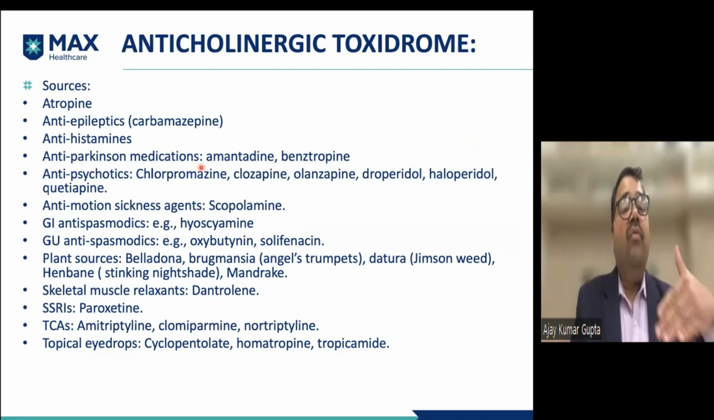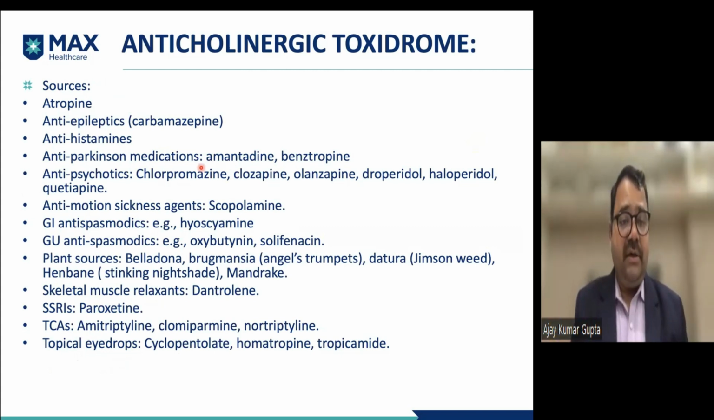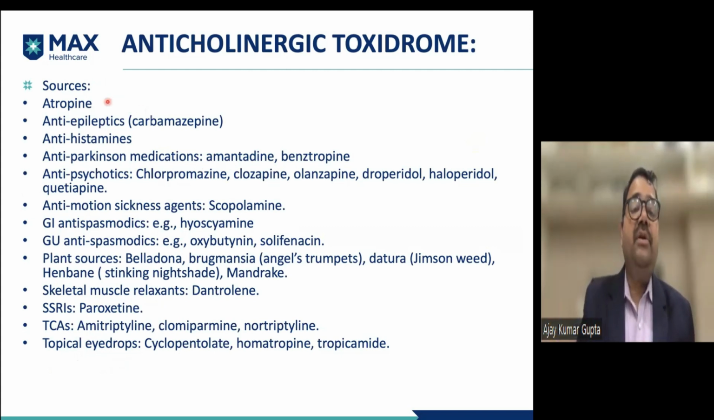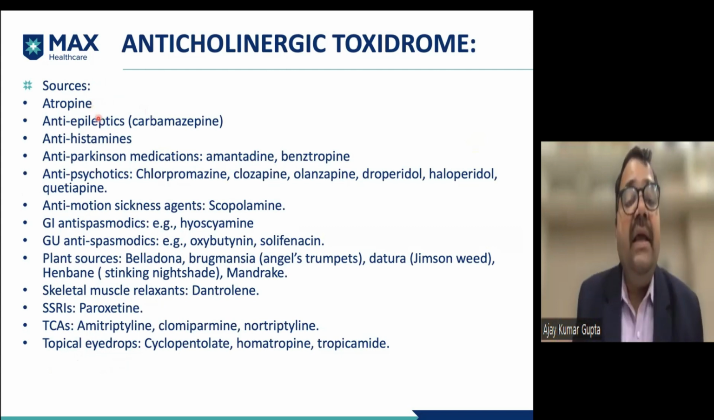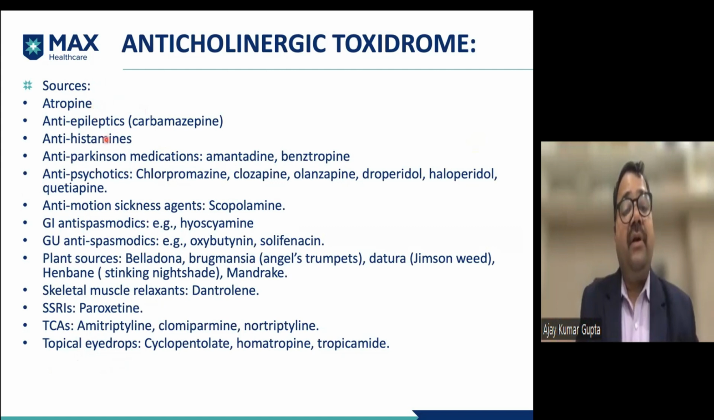So now, what are the sources of anticholinergic toxidrome? If we talk about the sources, the patient will give a history of atropine, the patient will have a history of anti-epileptics or antihistamines, the anti-Parkinson medications like amantadine, benztropine, then the antipsychotics are very common, like chlorpromazine, clozapine, olanzapine, droperidol, haloperidol, and quetiapine.